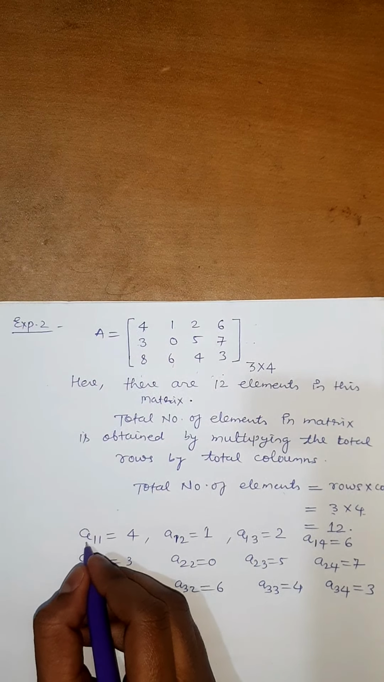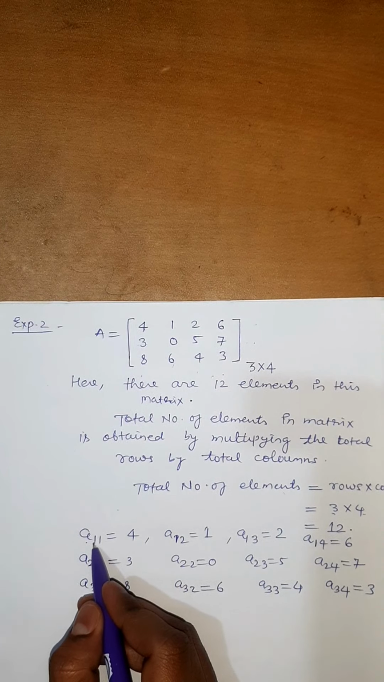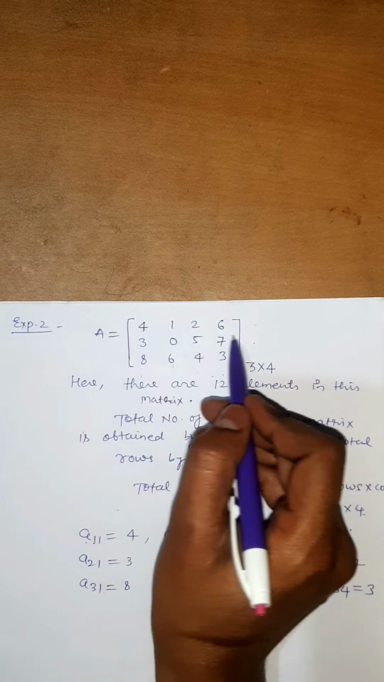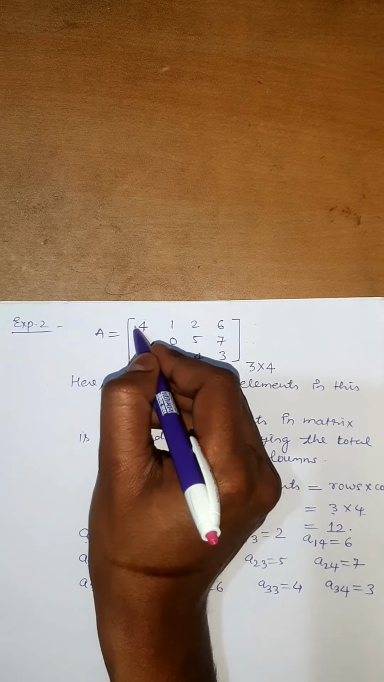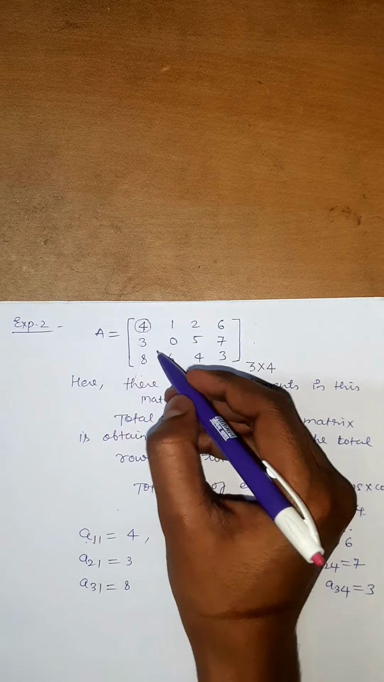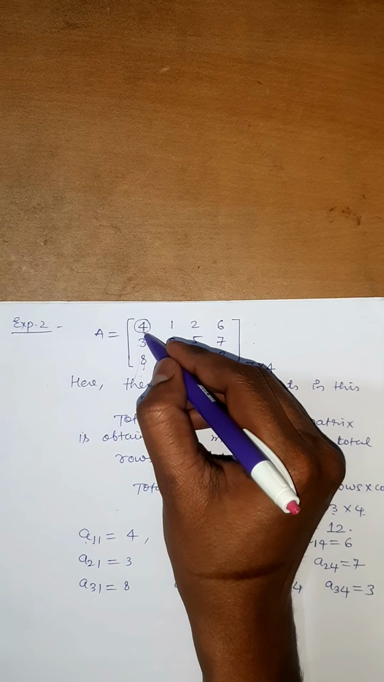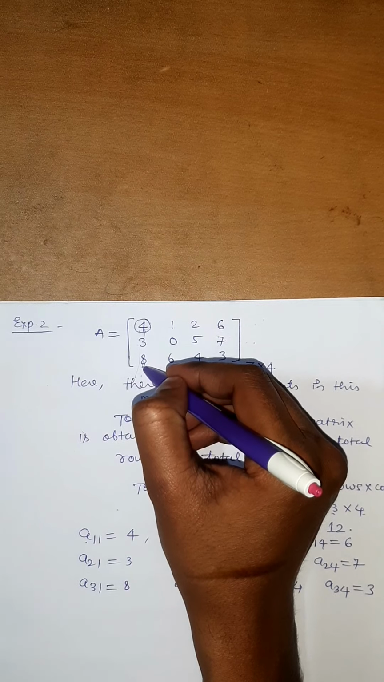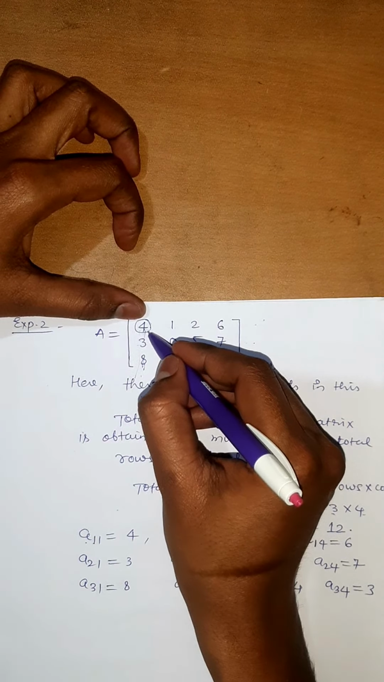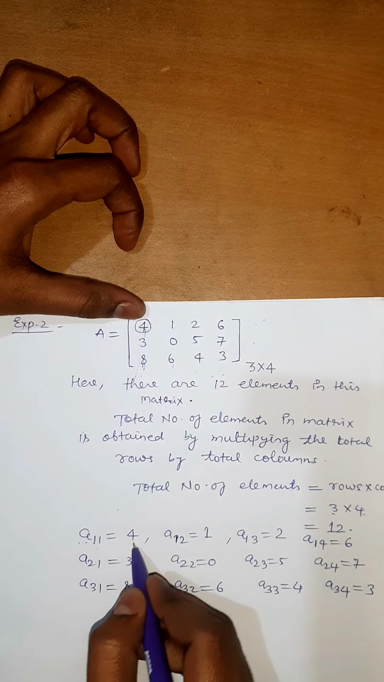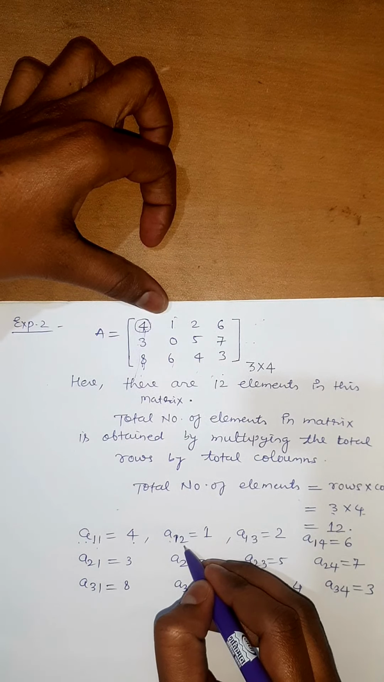So A11 means the first element of first row and first column. So there are 3 rows and 4 columns. So 4 is the first element of the first row and first column. So 4 is represented in the form of A11 equal to 4 and 1 is A12.